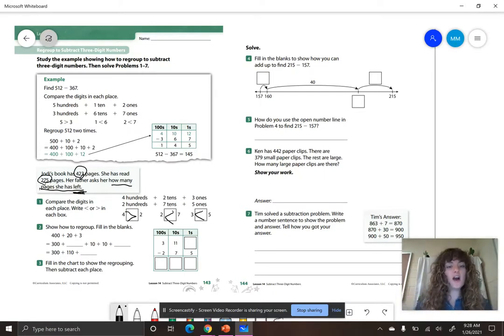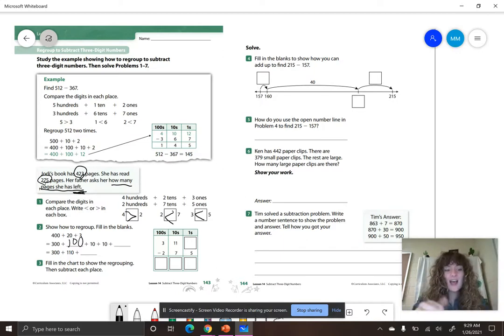So it says we can show how to regroup. Fill in the blanks. So 423 is the same as 300. But wait. 423 has 4 hundreds. It's wanting us to regroup a hundred. So if I have 4 hundreds, I take away 100, I'm going to have 3 hundreds, but I'm keeping them together. What do I add to 300 to get 400? 100. Oh, so we're expanding this number out. Okay, so 300 plus 100.